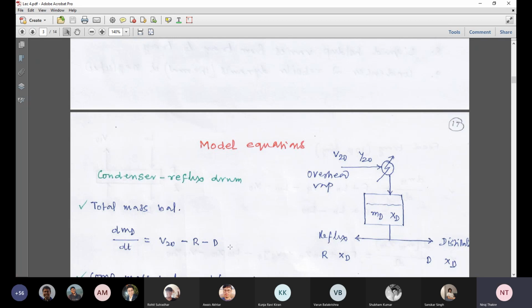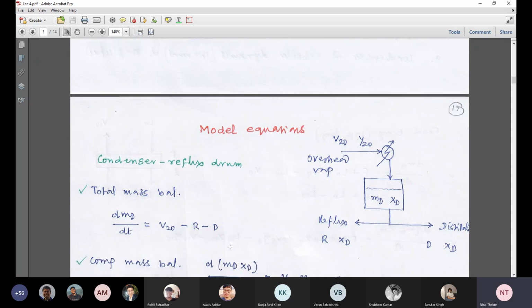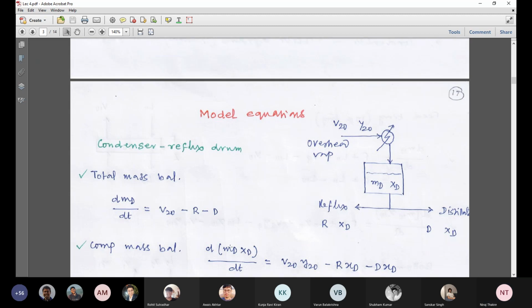Fine. Now come to the component mole balance equation. In the component mole balance equation, I have just multiplied all the terms with their respective compositions. All the terms present in the total mole balance are multiplied with their respective compositions.